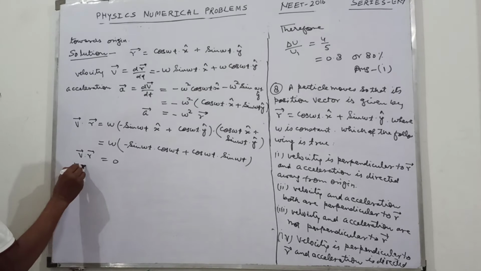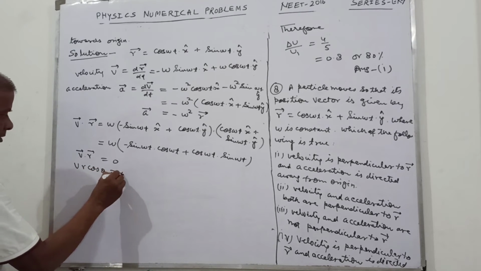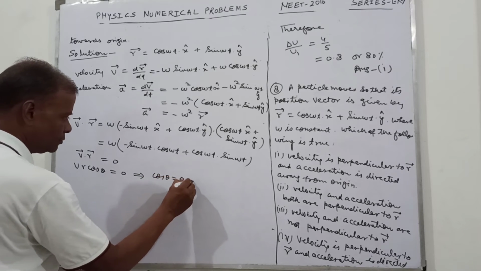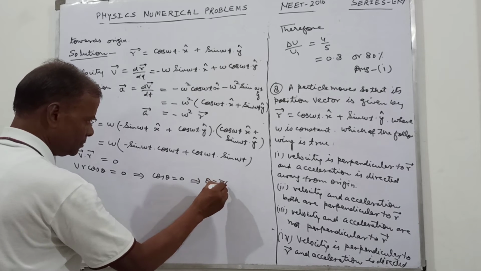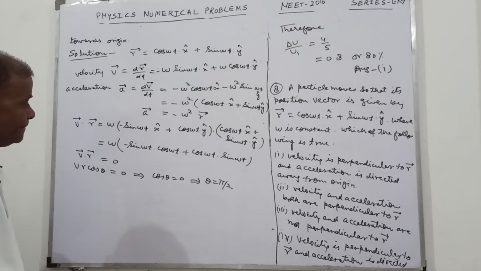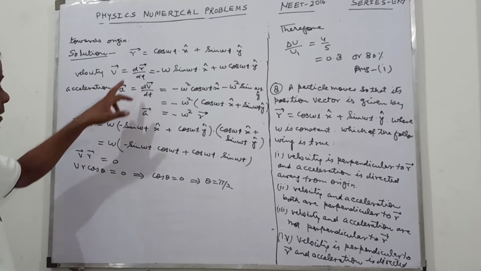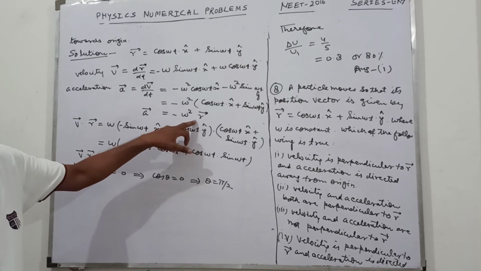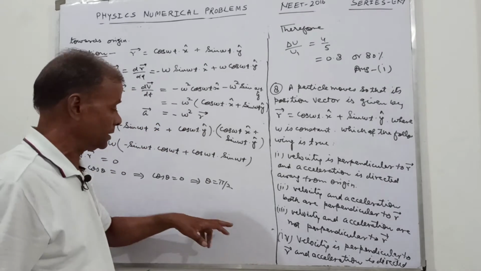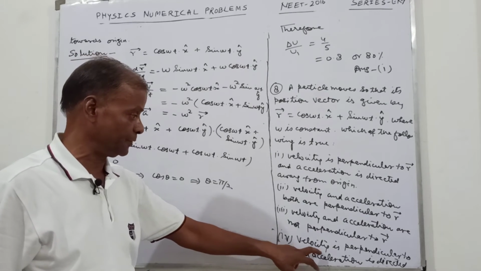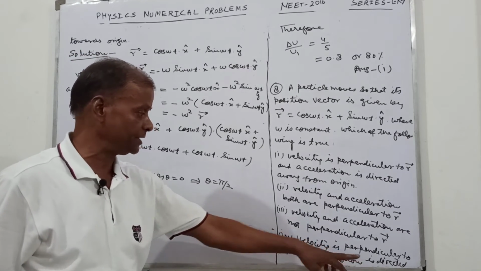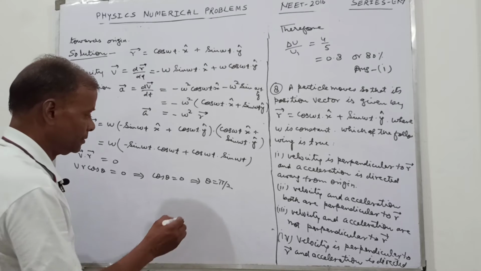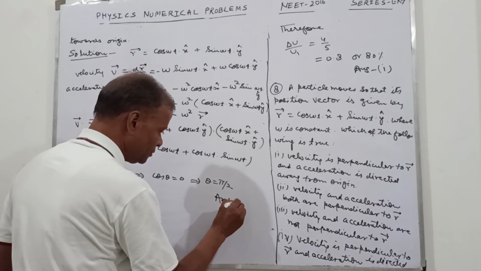So we can have VR cos theta equal to 0, or this gives you that cos theta equal to 0, or theta equal to pi by 2. So velocity and this position vector are mutually perpendicular, but the acceleration is directed towards the center. So our right choice is that velocity is perpendicular to R and acceleration is directed towards the origin. So the fourth option is correct. Here we have the answer fourth.